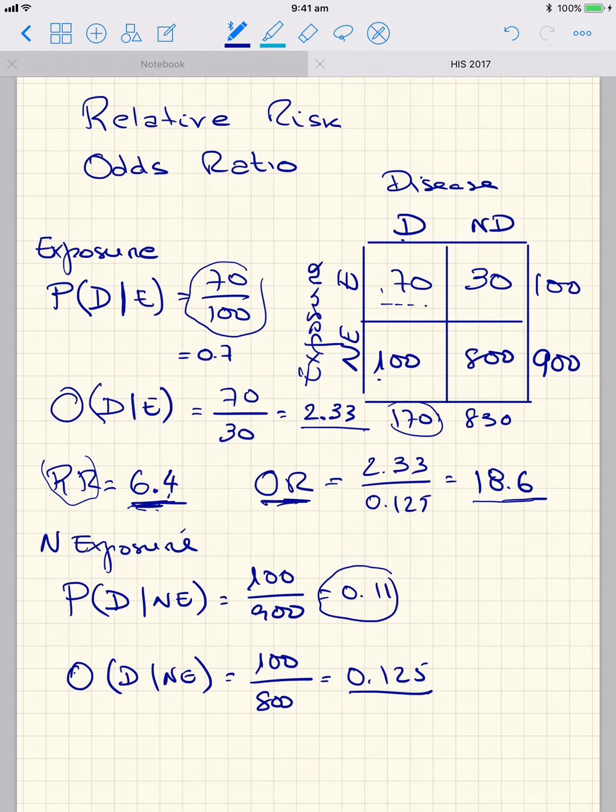Just a final note: relative risk and odds ratio are both measures for the same purpose, but their interpretation is quite different. One is a ratio of probabilities, and the other is a ratio of odds. I hope this was sufficiently clear.